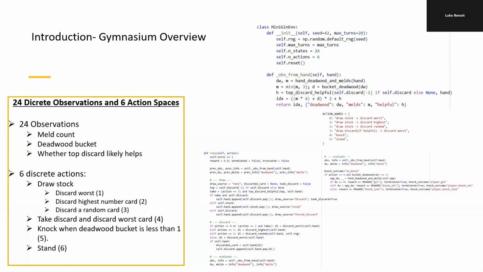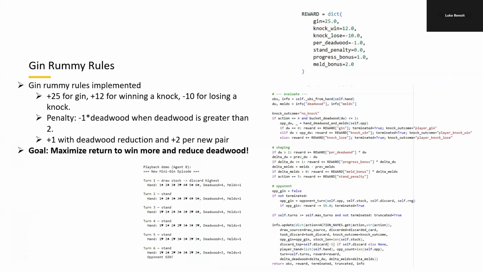And then knocking is another one, where the deadwood we have has a value less than 10. And we can also stand, just take the card from the discard pile, not the stock, and just stand with what we currently have. For the Gin Rummy rules, here we implement rewards and penalties.